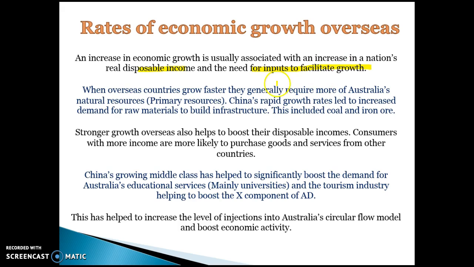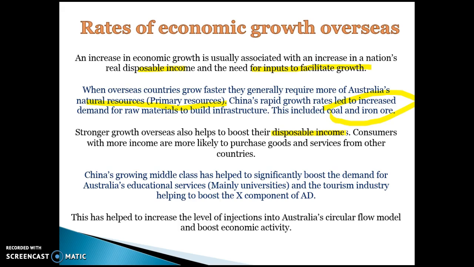So when overseas countries are growing faster, they generally require more of Australia's natural resources. So China's rapid growth has meant they've spent a lot more on infrastructure, therefore they've demanded a lot of Australia's coal and iron ore. So that's boosted aggregate demand because it's boosted the exports component through their infrastructure spending. So try and link strong overseas growth back to their infrastructure spending and therefore their demand for coal and iron ore. Also link it to the fact that strong growth overseas helps to boost their disposable incomes.